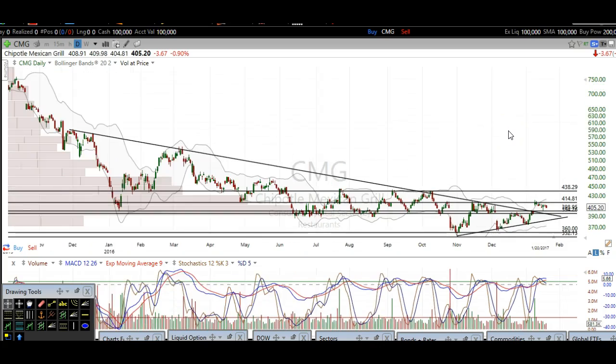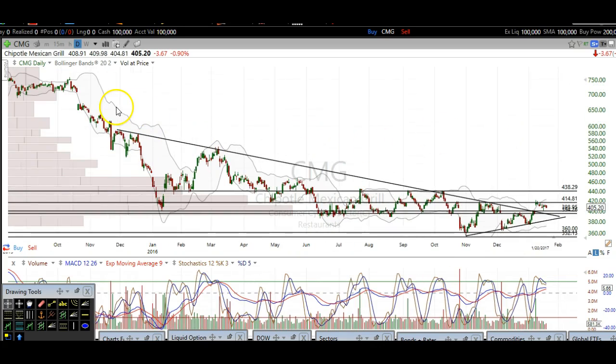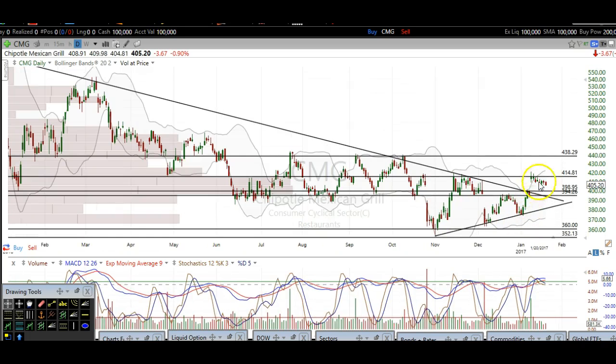Chipotle here, you can see overall very nice build here. Broke over this downtrend line. You can see rejected, rejected here. Broke over this downtrend line. And this looks just like, what was it, Coke. Okay, let's go back to Coke really quick. So look at Chipotle. Kind of study this build right here.